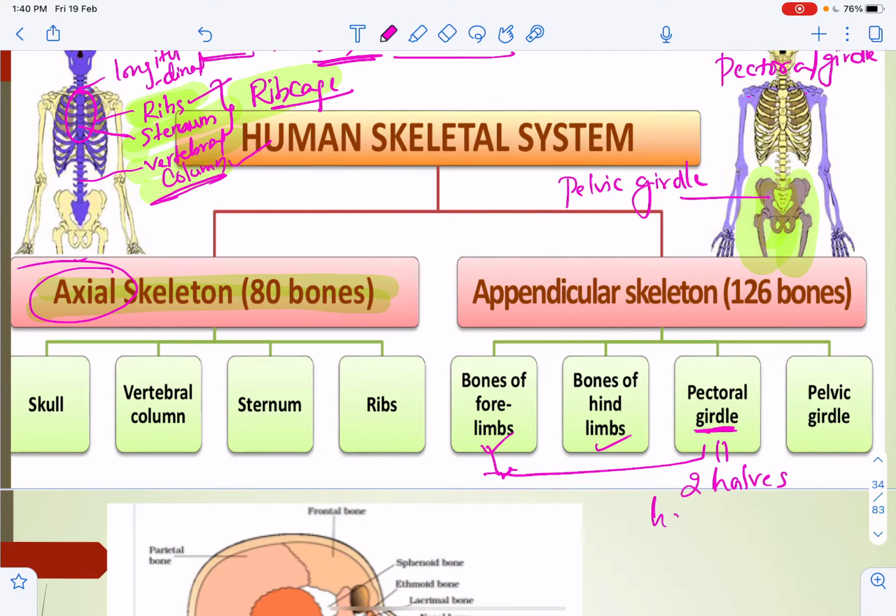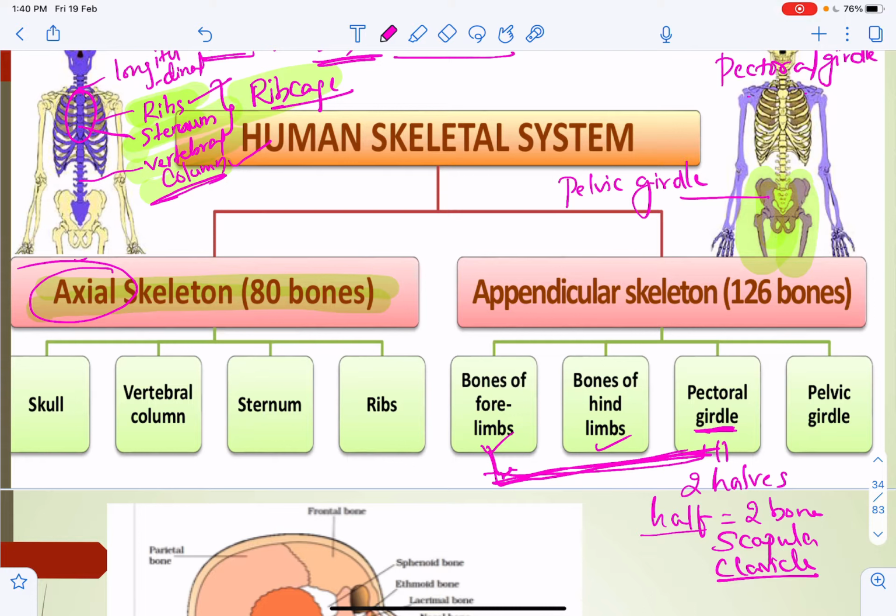And each of them has two bones. We can discuss that. Mainly here I can mention the scapula and clavicle. So the very important thing is that the forelimbs are associated with the pectoral girdle. Same like that, the bones of the hind limbs are associated with the pelvic girdle. So the pelvic girdle forms the hip bones.